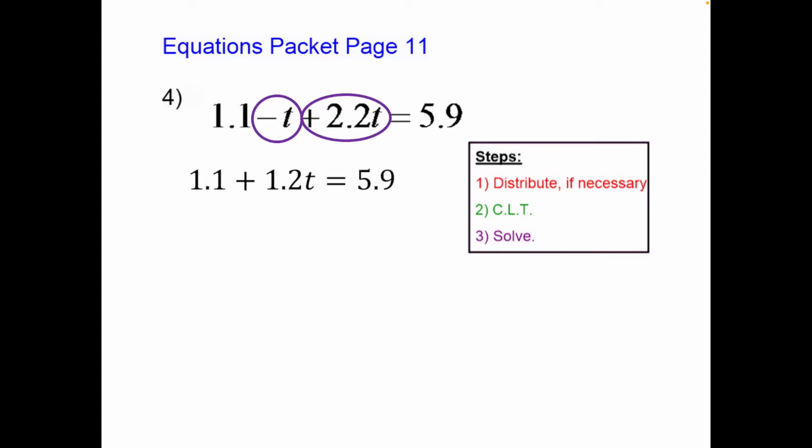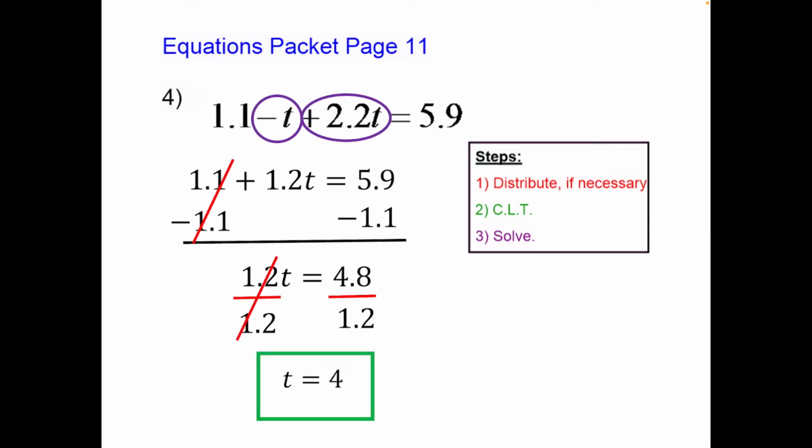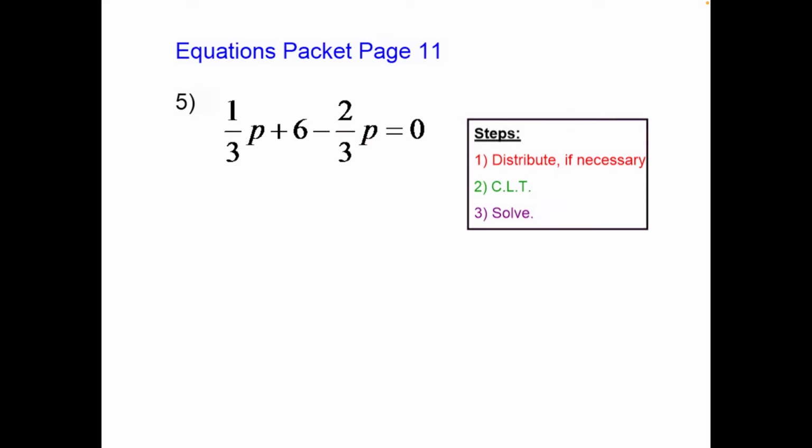Then to solve this, we undo addition subtraction first. So that 1.1 in front is positive. We are going to subtract both sides by 1.1. So the 1.1 cancels. And then we have 1.2t equals 5.9 minus 1.1, which equals 4.8. 1.2 is multiplying t. The opposite of multiplication is division. We divide both sides by 1.2. We're left with t equals 4.8 divided by 1.2, which equals 4. T equals 4.